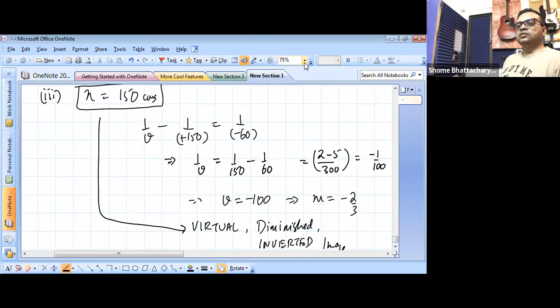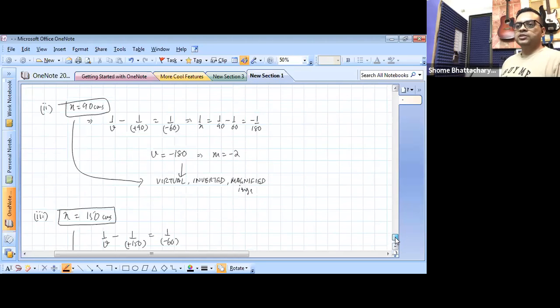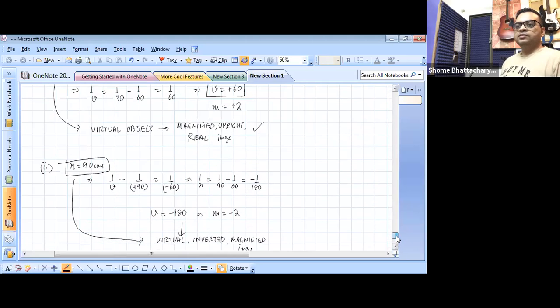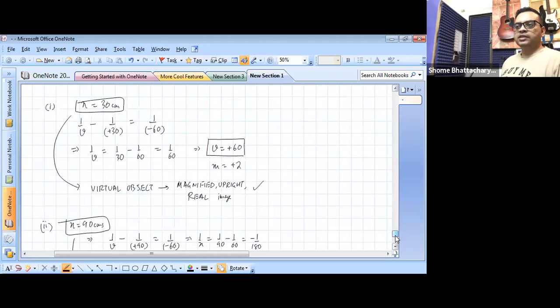That's why I said that both cases, a virtual object giving a virtual image and a virtual object giving a real image, are possible. But whenever it will be real, it will actually be magnified. Whereas whenever it will be virtual, it can be both magnified and diminished.